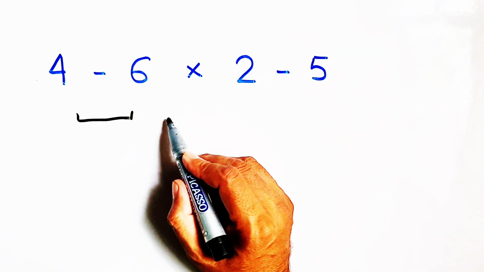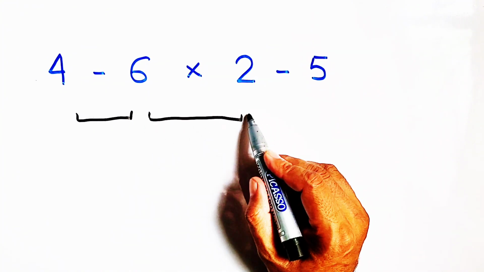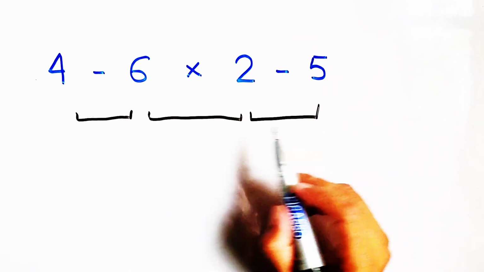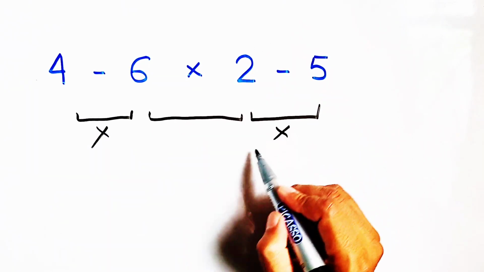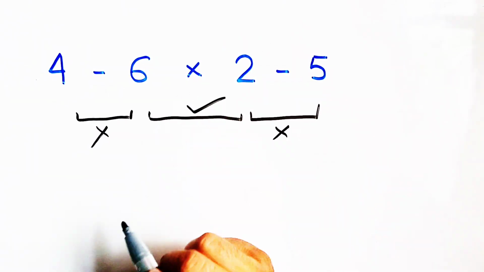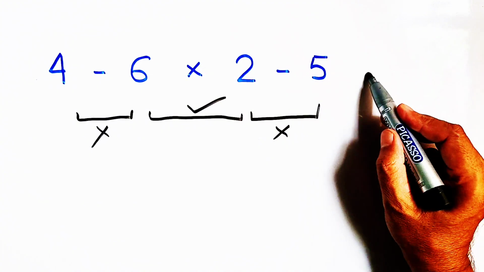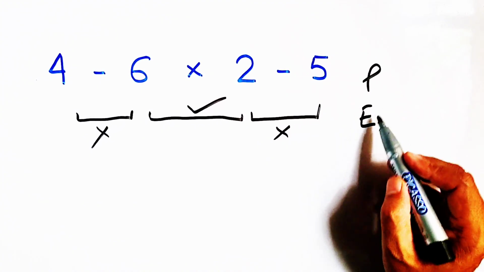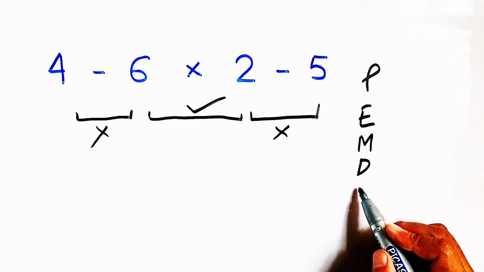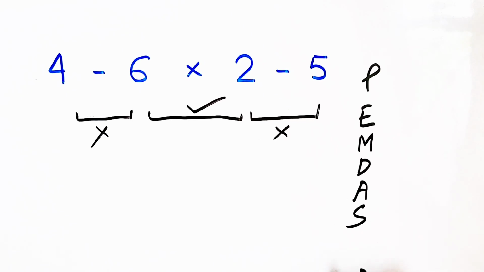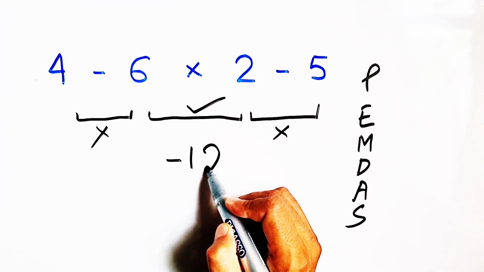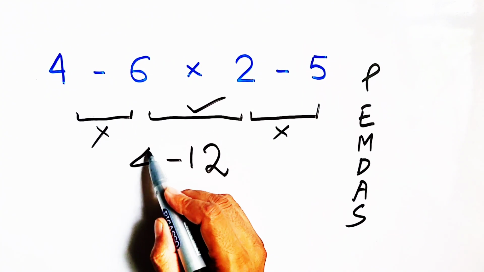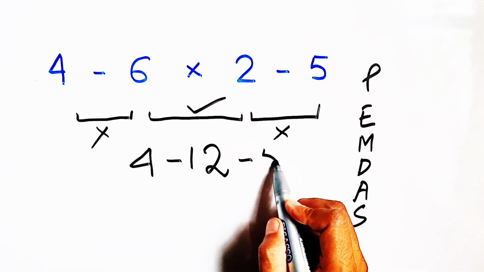Here is subtraction, here is multiplication, here is subtraction. So this subtraction is wrong, this subtraction is wrong. We have to multiply first according to PEMDAS: parenthesis, exponent, multiplication, division, addition and subtraction. So multiplication will be minus 12, here is 4 and here is minus 5.